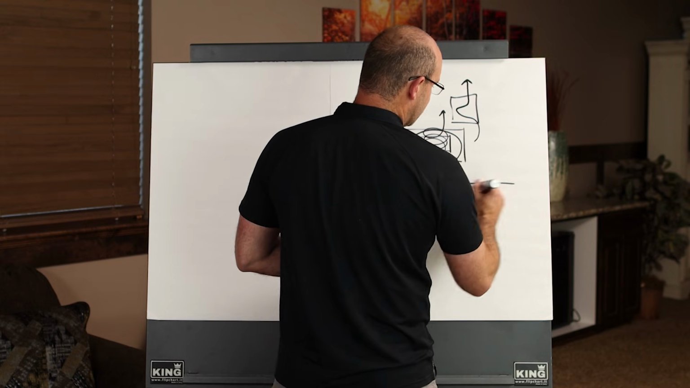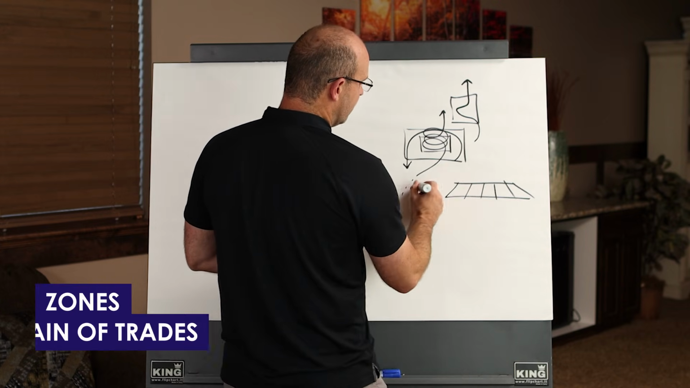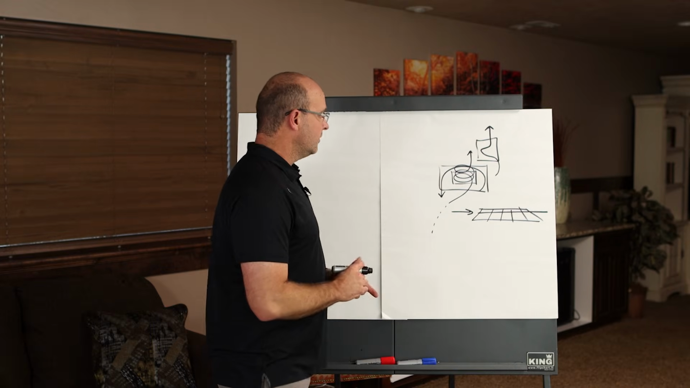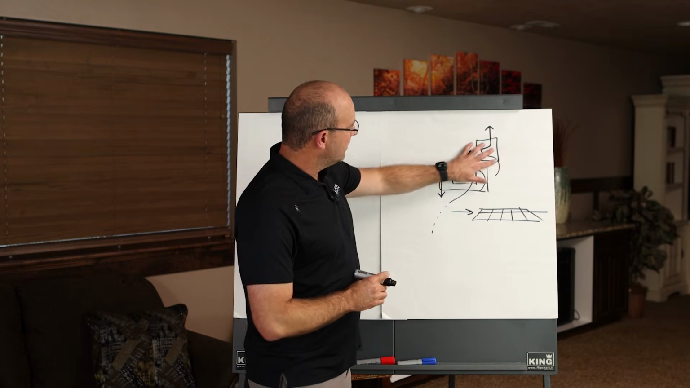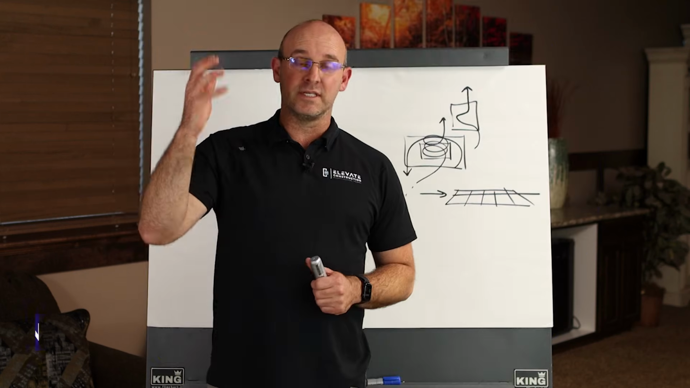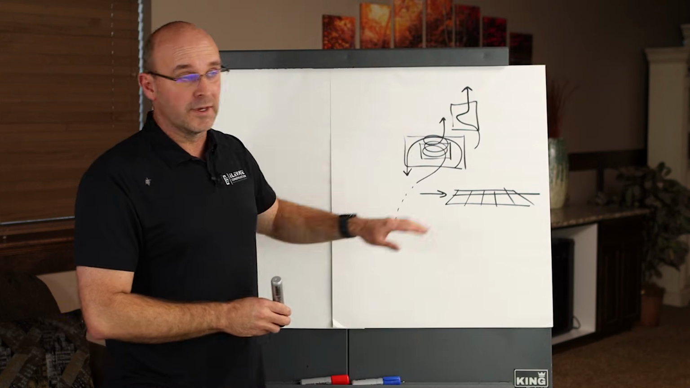So really everything in construction is you have zones, and then you have a train of trades moving through those zones. And so what we have to do is make sure that the movement of the train of trades is what's enabled. That's why I call the train of trades the flow unit, because flow is an active verb which indicates motion, and we have to keep this motion smooth. It has to be flowing.